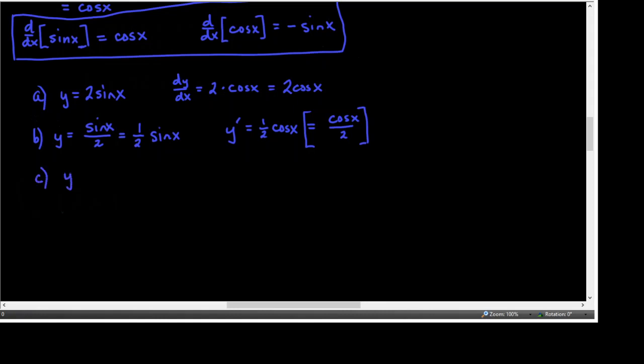Okay, y equals x plus cosine x. Okay, so the derivative of a sum of two things is the derivative of the first plus the derivative of the second. So the derivative of x is 1 plus the derivative of cosine of x is the opposite of sine of x, which simplifies to be 1 minus sine of x.